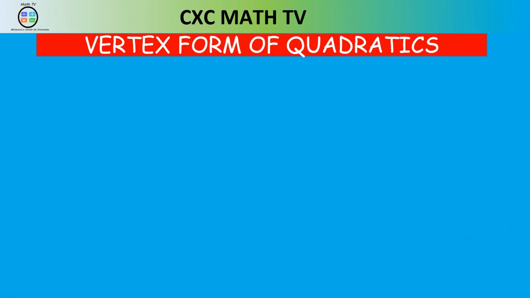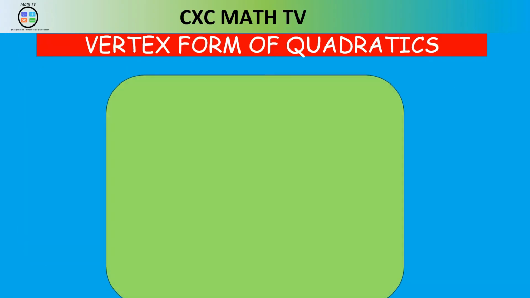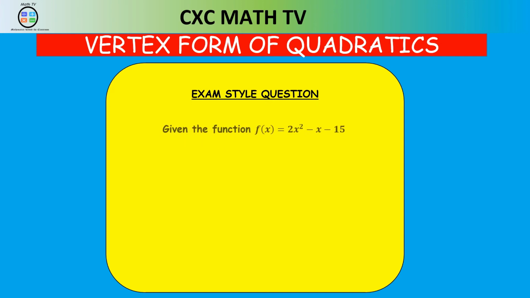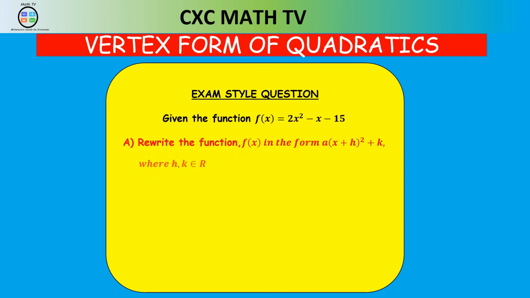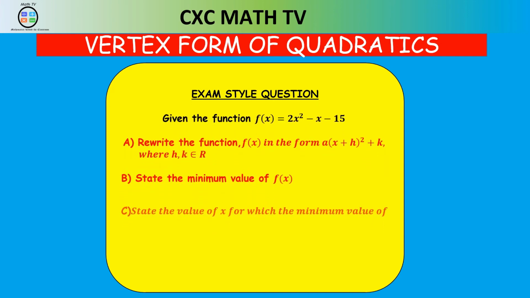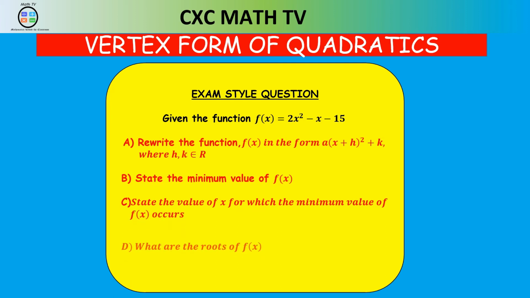So now that we have all of this right here, how are we going to utilize this in some exam style question? So now we're going to look at some exam style questions. So look at this question here now. Given the function f of x is 2x squared minus x minus 15, rewrite the function f of x in the form a in bracket x plus h squared plus k, where k and h are real numbers.